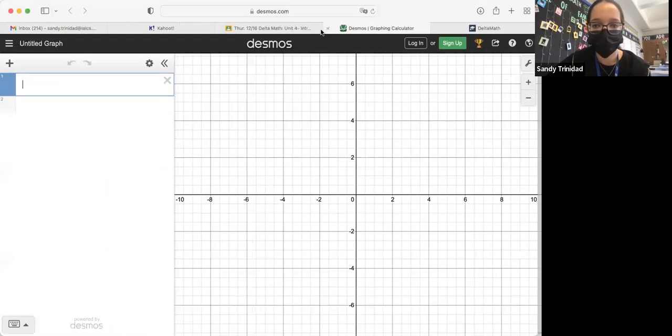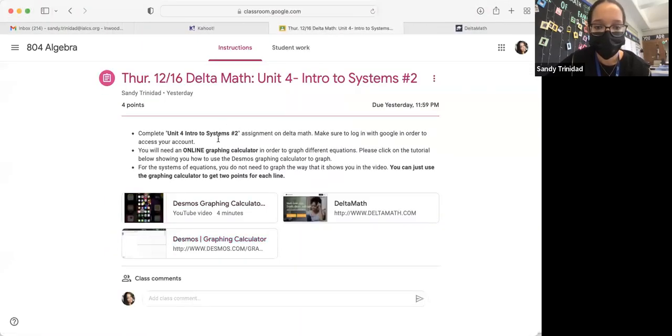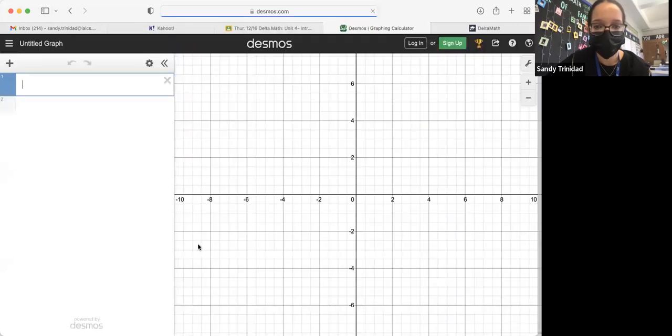I'm going to do that one more time. Again, I'm in the assignment. I click on the Desmos link and it'll take you to a graphing calculator that looks like this.